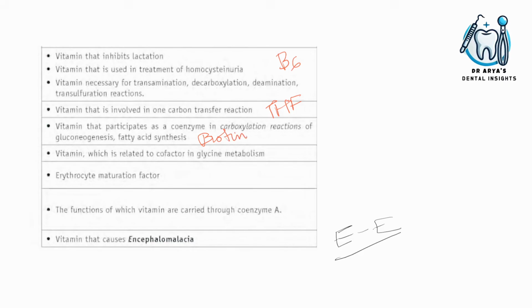Then the vitamin which is a cofactor in glycine metabolism is folic acid, which is the erythrocyte maturation factor. This is vitamin B. Function of which vitamin is carried through coenzyme A? That is pantothenic acid. And our question, the vitamin that causes encephalomalacia, is vitamin E. So E for E. Okay.